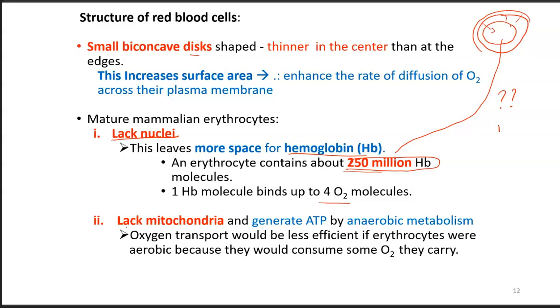And it also lacks mitochondria. So it does not have any mitochondria and generates ATP by anaerobic metabolism. Oxygen transport would be less efficient if erythrocytes were aerobic, because they would consume the oxygen that they carry. So that's why the red blood cell does not have any mitochondria. What is the function of mitochondria? To carry out cellular respiration, to give energy, to generate ATP. If the red blood cell had mitochondria, the oxygen that it carries would be used by the mitochondria. So the red blood cell can carry more oxygen, and does not need to use the oxygen that it carries to produce ATP.